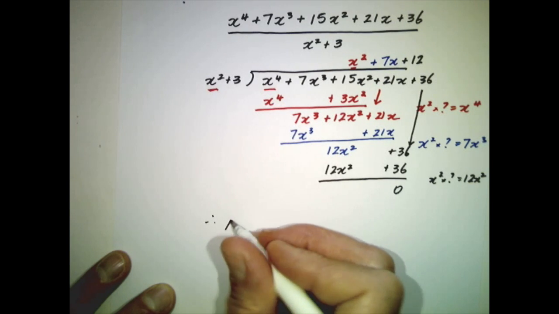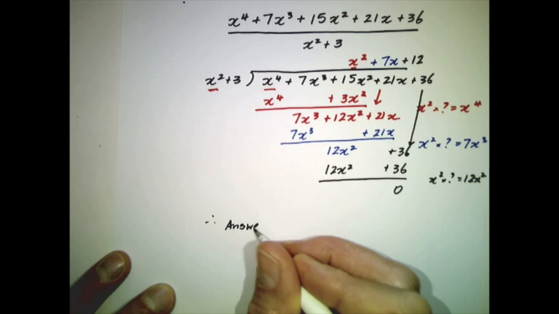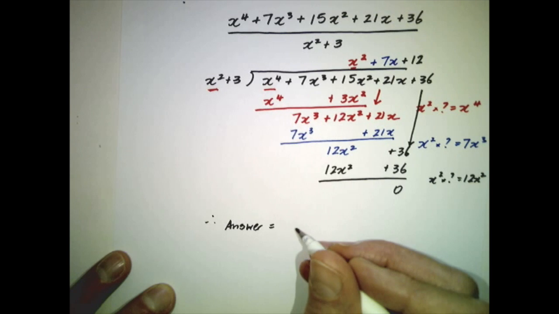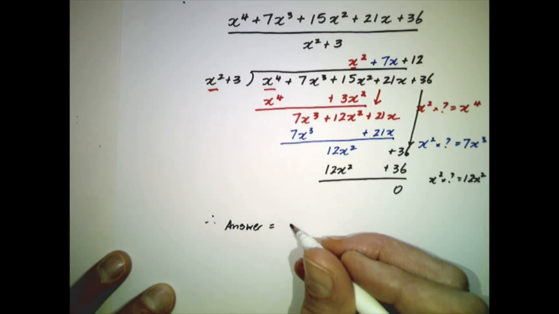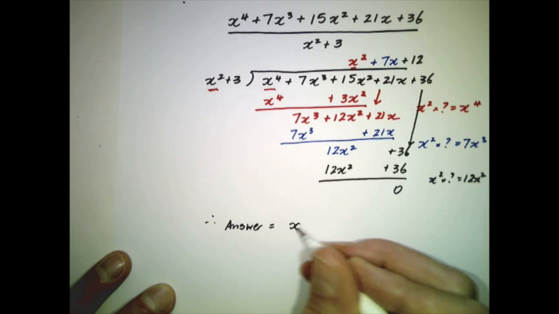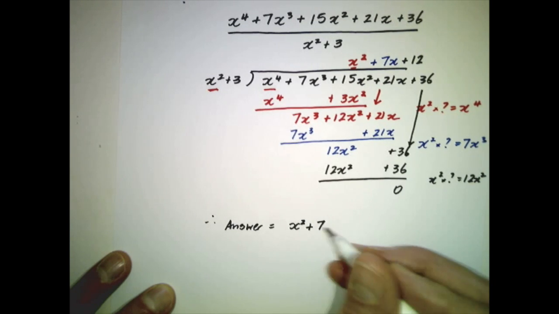So the answer to our original division problem at the top of the page is that our result, our quotient, is x squared plus 7x plus 12.